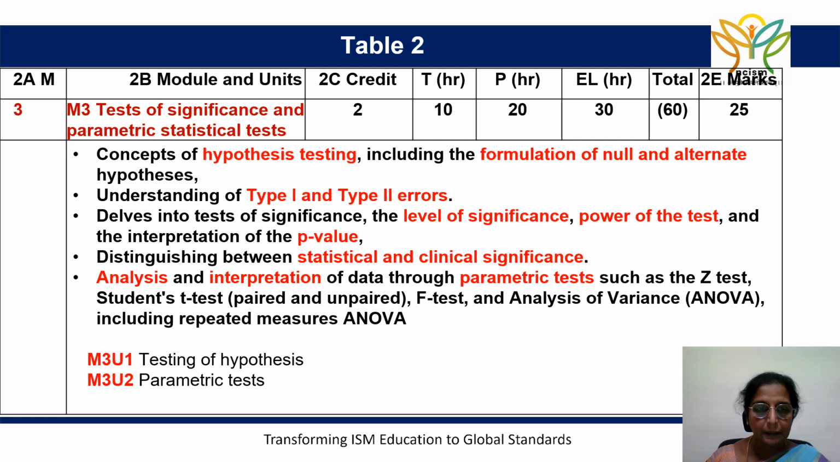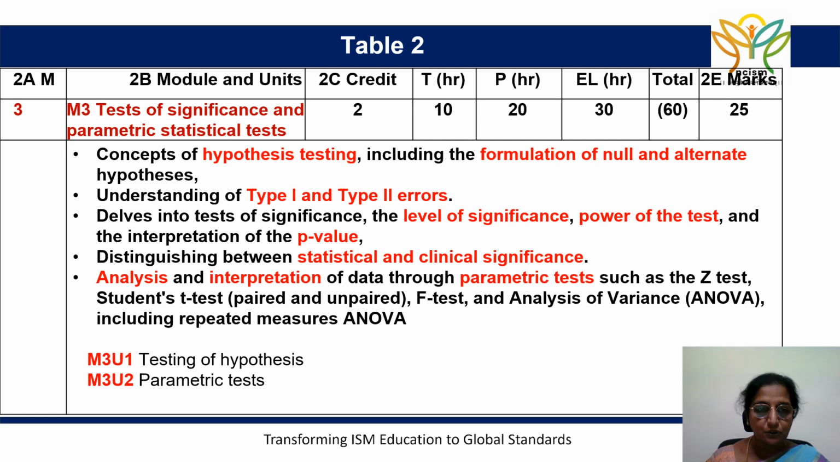Coming to module 3, it consists of 2 units, M3U1 testing of hypothesis, M3U2 parametric test. It carries 2 credits, 60 notional learning hours, and 25 marks assigned for the university examination. At the end of this module, the students must be able to understand the concepts of hypothesis testing, formulation of null and alternate hypothesis, must be able to understand type 1 and type 2 errors, must understand the level of significance, power of the test, and the interpretation of the p-value.